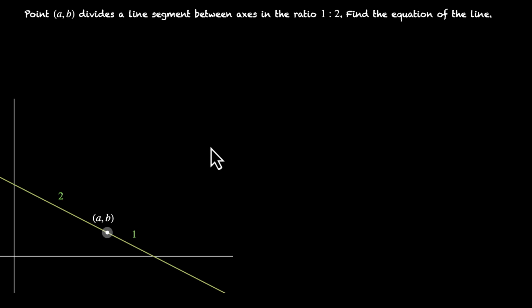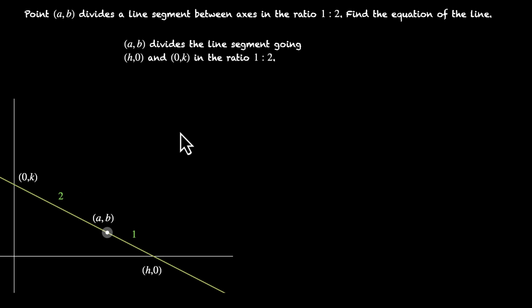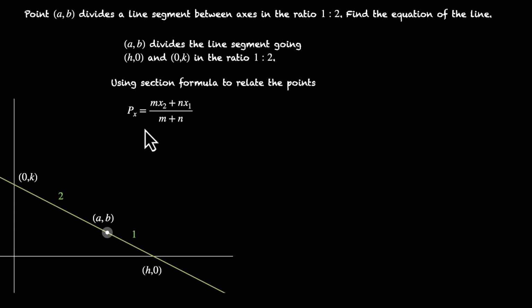So let's do that. If this point is (h, 0) and this point is (0, k), again assuming the coordinates, because here the y coordinate is 0 and here the x coordinate is 0. So assuming these are the coordinates and this line segment is divided by this point in the ratio 1:2, this is what we'll get. (a, b) divides the line segment in the ratio 1:2. Using the section formula, let's write the section formula as well, which gives us the x coordinate and the y coordinate.